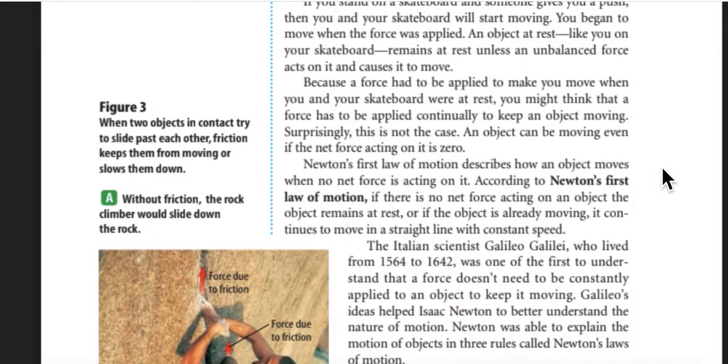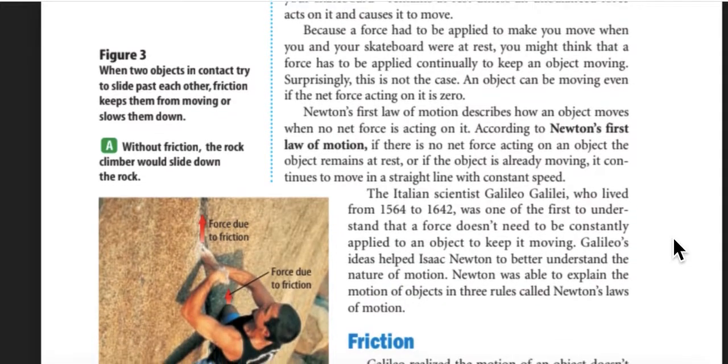Newton's first law of motion describes how an object moves when no net force is acting on it. According to Newton's first law of motion, if there is no net force acting on an object, the object remains at rest. Or, if the object is already moving, it continues to move in a straight line with constant speed. Commonly known as an object in motion will stay in motion, an object at rest will stay at rest, unless acted on by an outside force.